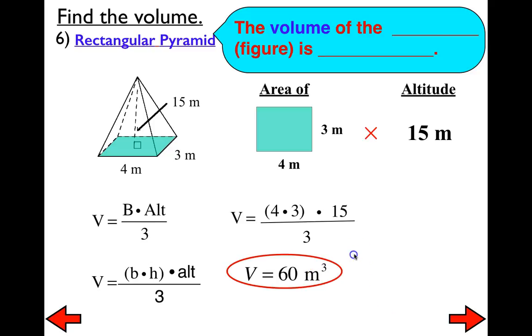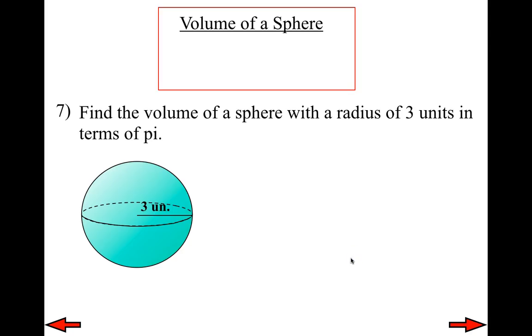Okay? So last but not least, let's talk about the spheres. How do you find the volume of a sphere? Well, here is your special formula. You need to make sure you write down and you remember forever and ever. The volume of a sphere is 4 pi r cubed divided by 3.